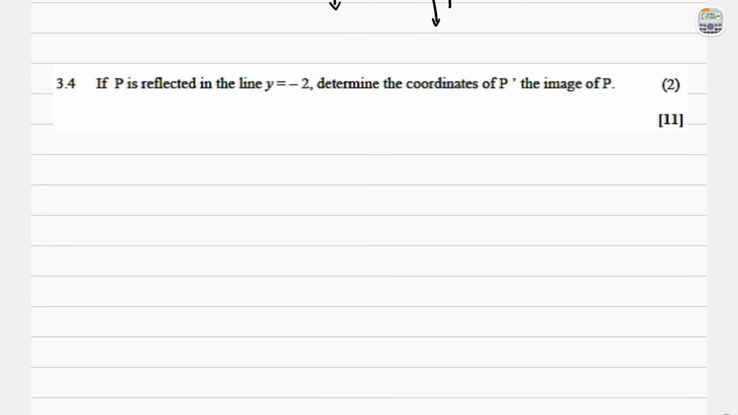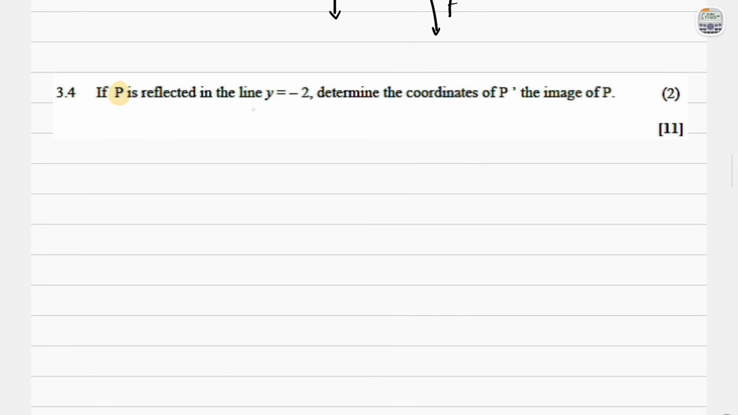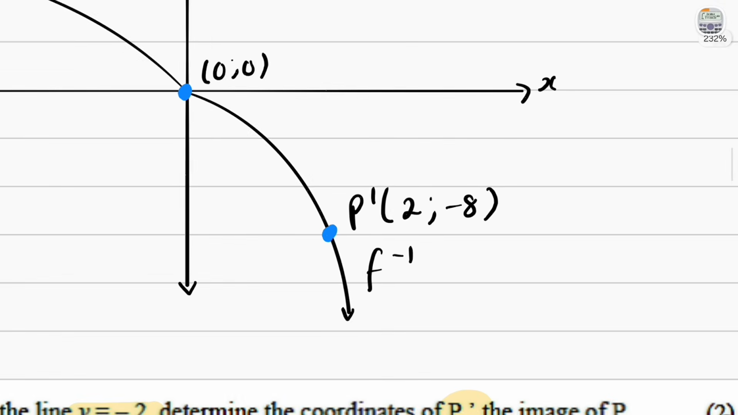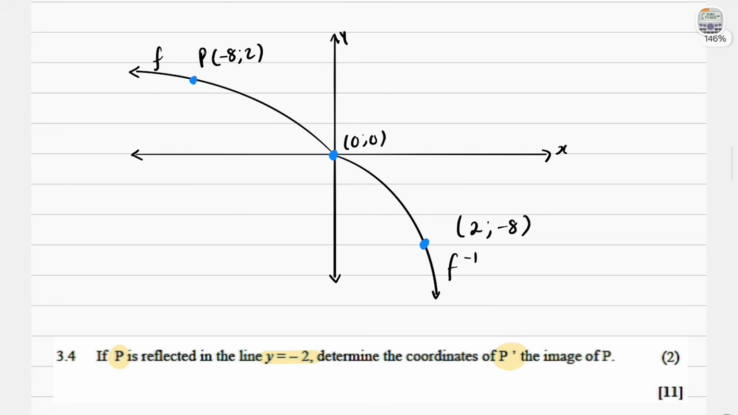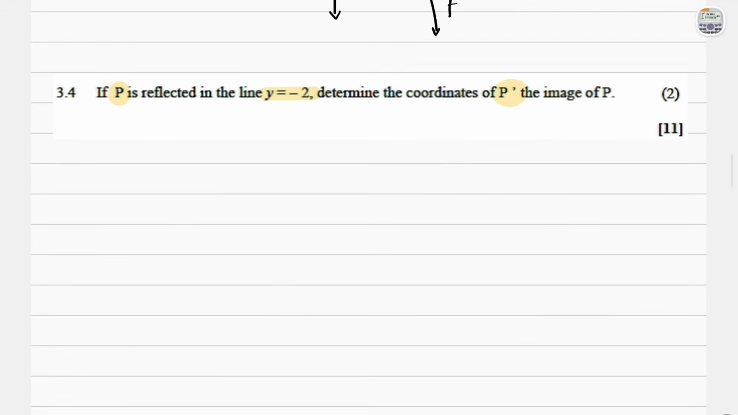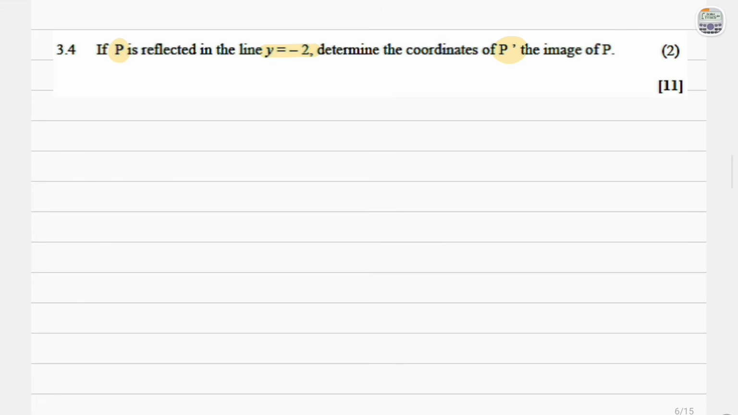Question 3.4 says, if P is reflected in the line y equals -2, determine the coordinates of P prime, the image of P. Okay, I'm just going to change that. Let's call it something else. Or let's just not call it anything. Let's just put it as P. And this is the other point on that graph. So P prime. You don't need the graph for this, okay? It may seem like you need the graph because these are points that are on F, but you actually don't need the graph for this.